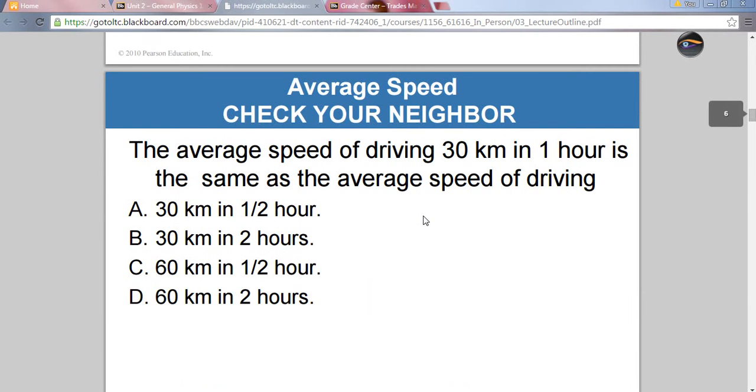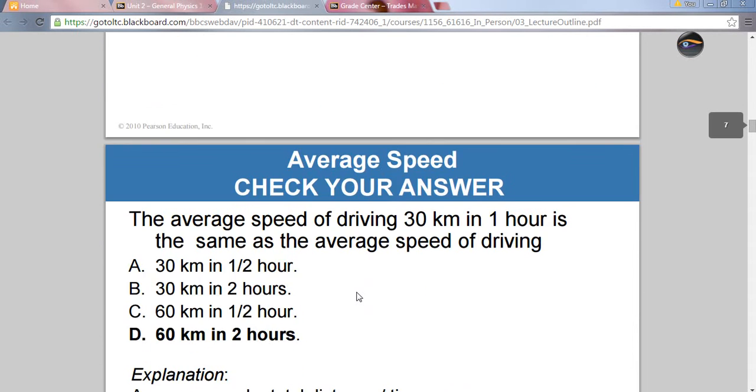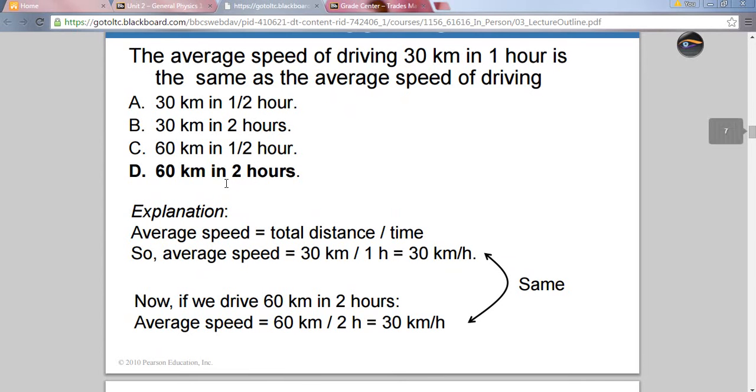So looking at a check your answer or check your neighbor type of problem, we would say the average speed of driving 30 kilometers in 1 hour is the same as the average speed of 30 kilometers in a half hour, 30 kilometers in 2 hours, 60 kilometers in a half hour, or 60 kilometers in 2 hours. Well, the answer here would be D, 60 kilometers in 2 hours. If we take 60 and divide it by 2, we get 30 kilometers per hour. So they would be equivalent values.